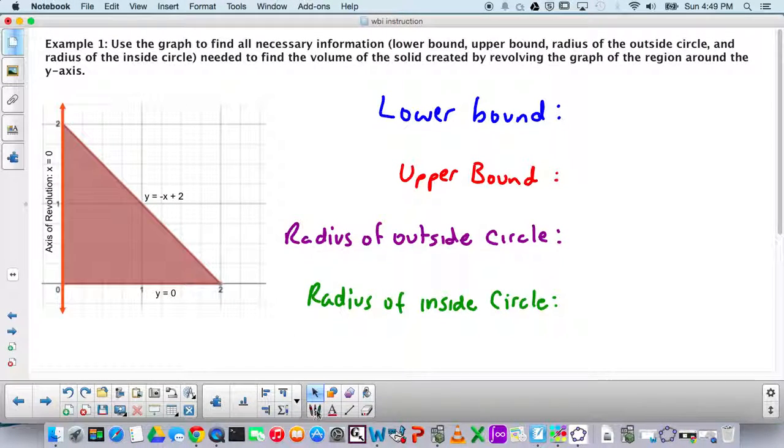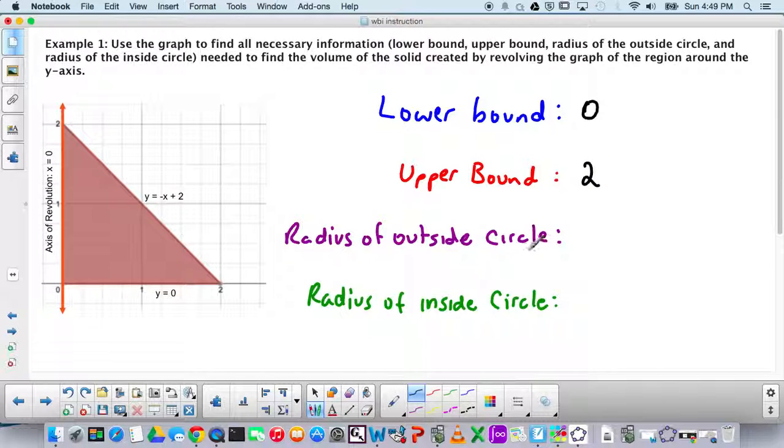First thing we're going to find is the lower bound. Remember, for the lower bound, we're looking for the lowest y value in the region, and that's going to be y equals 0. So our lower bound will be 0. Our region doesn't go any lower than y equals 0. Our upper bound is going to be the greatest y value contained in the region. So that's going to be y equals 2, because our region doesn't go past 2 on the y-axis.